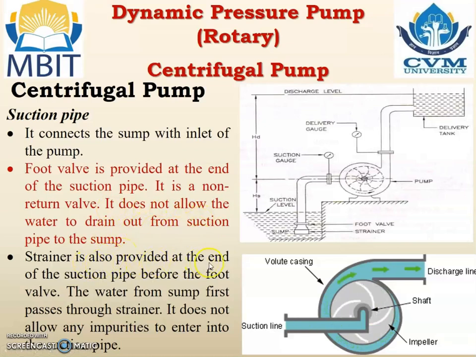Strainer is also provided at the bottom of the suction pipe. Before the footwall, the water from the sump first passes through the strainer. It does not allow any impurities to enter into the suction pipe.